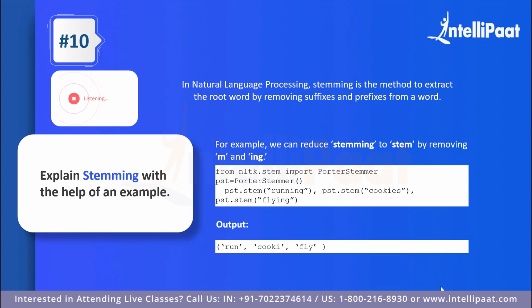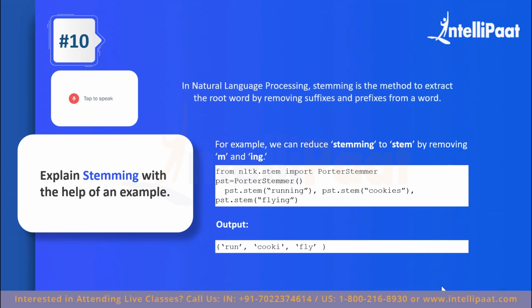Then we have to create an object for PorterStemmer using pst equal to PorterStemmer. Then after that, for stemming the word, we use pst, that is the object for PorterStemmer, dot stem, and then we give the argument in the form of a word that we need to stem out. Here we have given pst.stem for running, pst.stem for cookies, and pst.stem for flying, and then we get the output as run, cookie and fly. So this is how we do stemming.